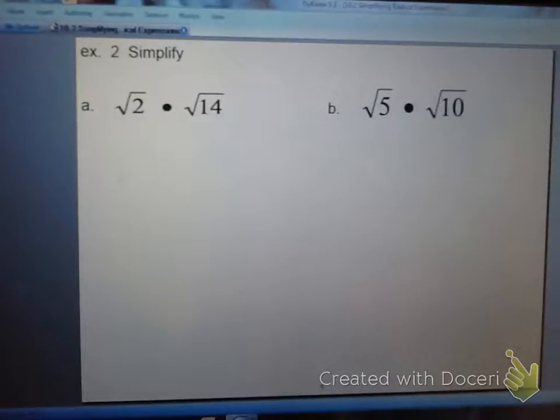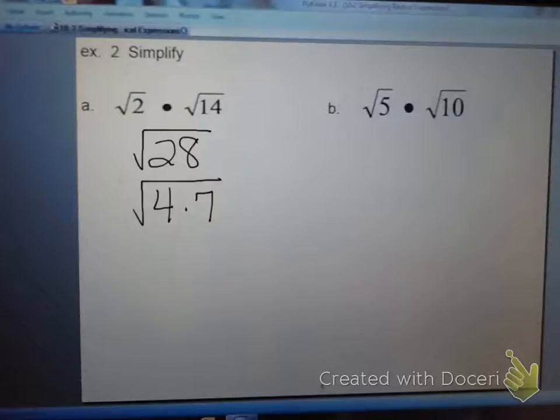Example 2, square root of 2 times the square root of 14. I am going to multiply those two together and get square root of 28. Now, square root of 28, I'm going to break that down to square root of 4 times 7. Square root of 4 is 2. Cannot take the square root of 7. So the answer is 2 square root of 7.